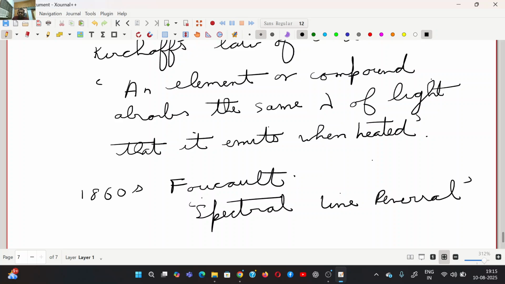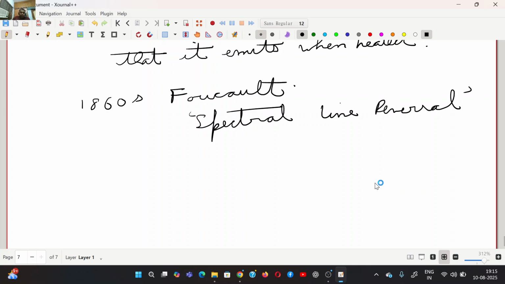So if you want more details about this, I can share the notes and all. I don't think it is required for your exams, but feel free to ask in the forum. Like if you want more clarification about these things, I can. I'm not writing everything down. Okay.